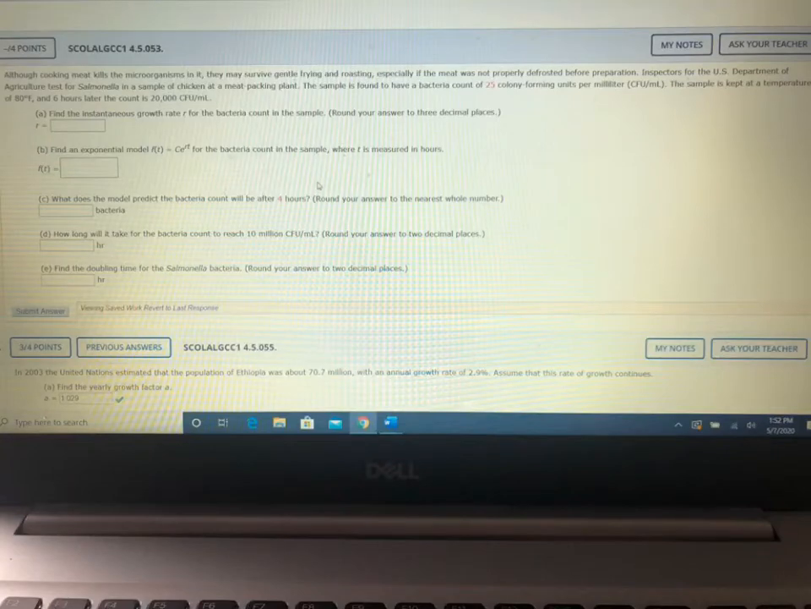Although cooking meat kills the microorganisms in it, they may survive gentle frying and roasting, especially if the meat was not properly defrosted before preparation. Inspectors of the U.S. Department of Agriculture test for Salmonella in a sample of chicken at meat packing plants.